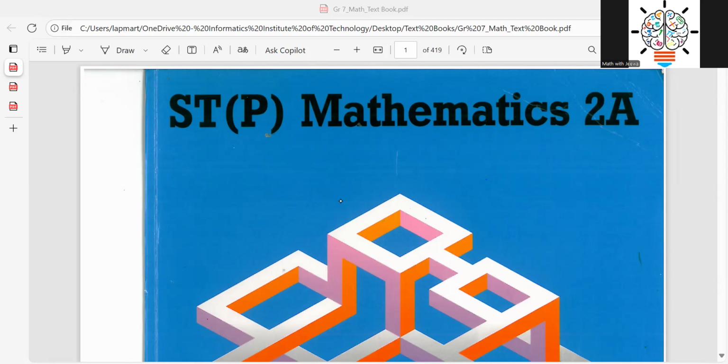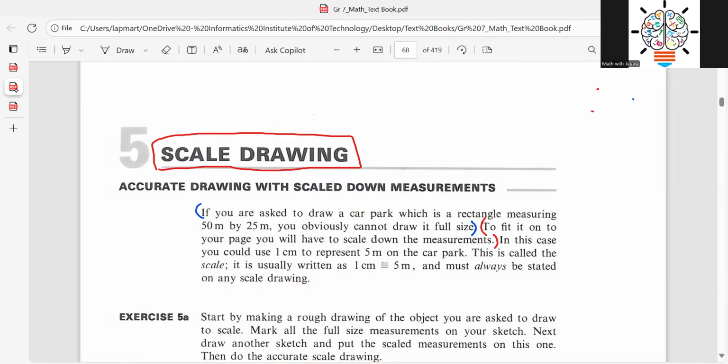So today I'm planning to start a new lesson, that is scale drawing. This is related to the construction, children, right? So what is scale drawing? Now you just see, if you are asked to draw a car park, it is a rectangular shape and the measurements are 50 meters and 25 meters. Obviously, you can't draw it full size on your paper, right? So you can't draw 50 meters and 25 meters on your book or on your paper. No, it is not possible.